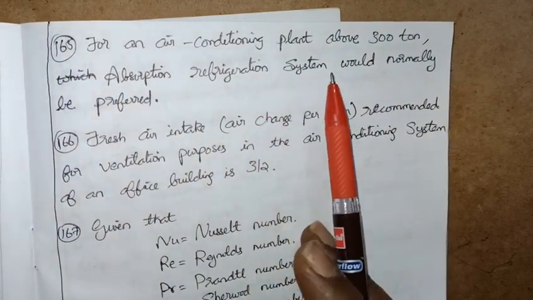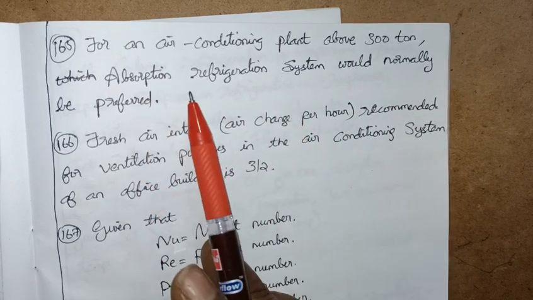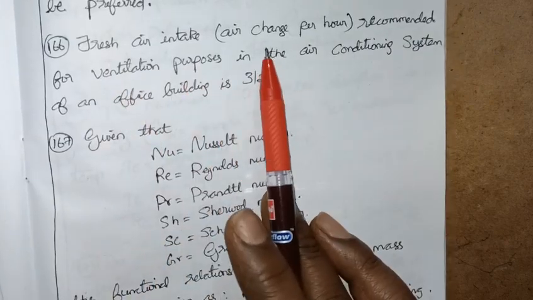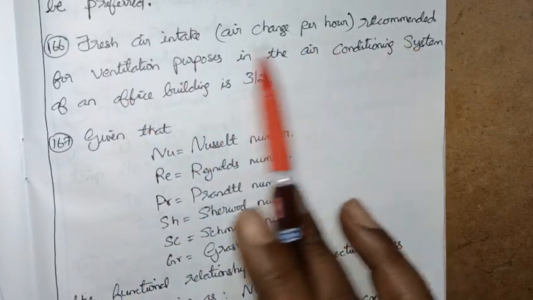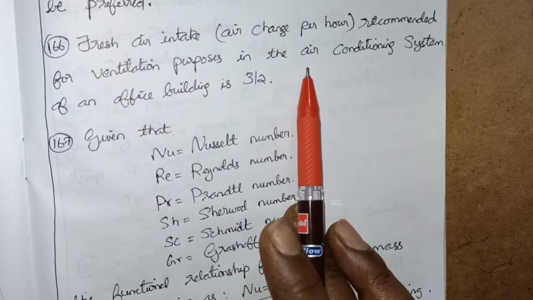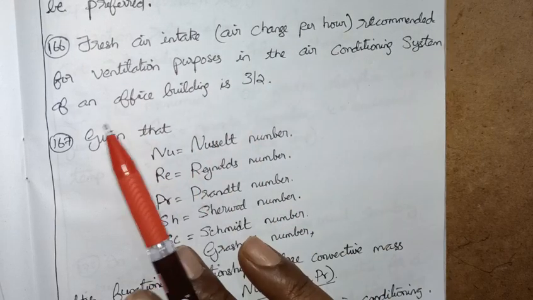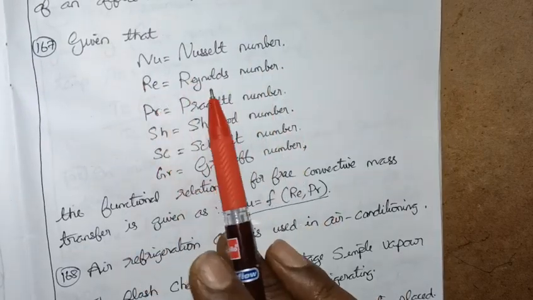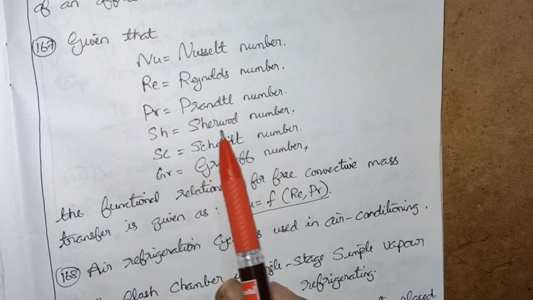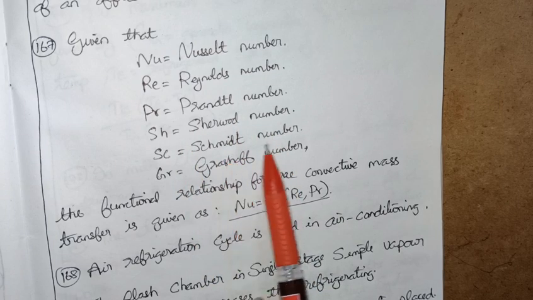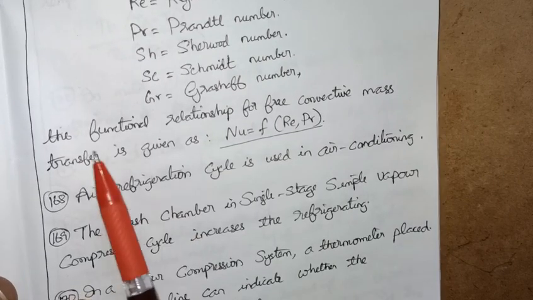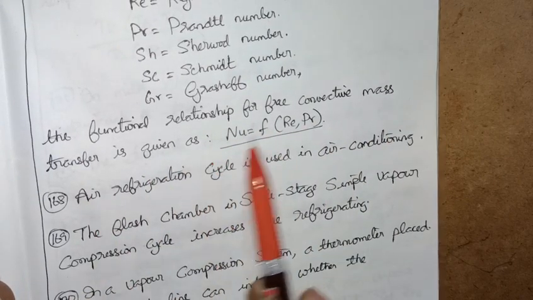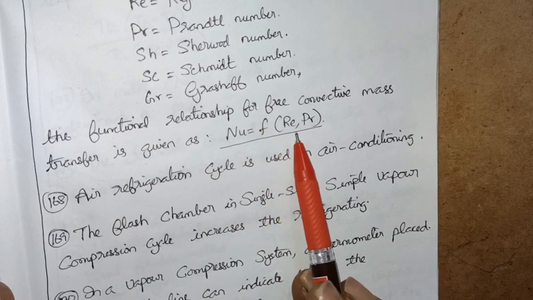For an air conditioning plant above 300 ton, absorption refrigeration system would normally be preferred. Fresh air intake air change per hour recommended for ventilation purposes in the air conditioning system of an office building is 3 by 2. Given that Nu is Nusselt number, Re is Reynolds number, Pr is Prandtl number, Sh is Sherwood number, Sc is Schmidt number, and Gr is Grashof number, the functional relationship for free convective mass transfer is given as Nu is equal to f of Re and Pr.